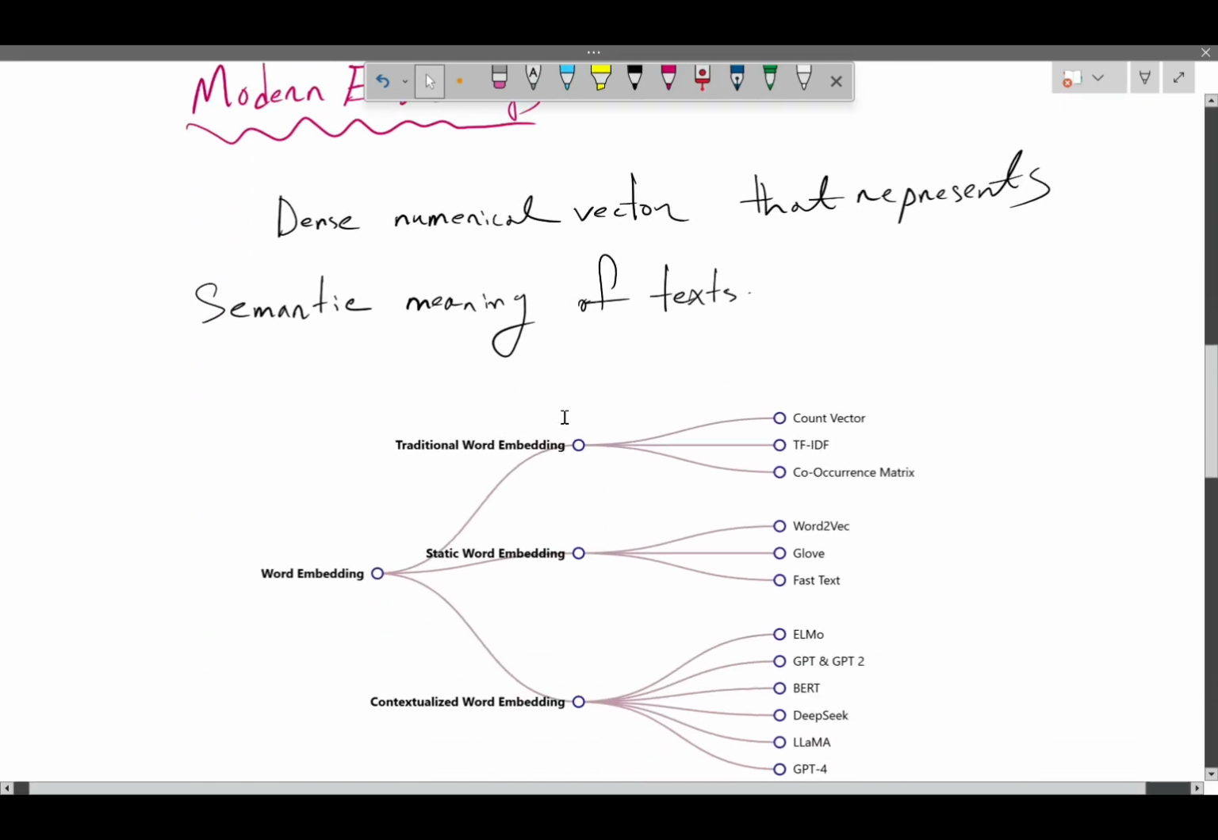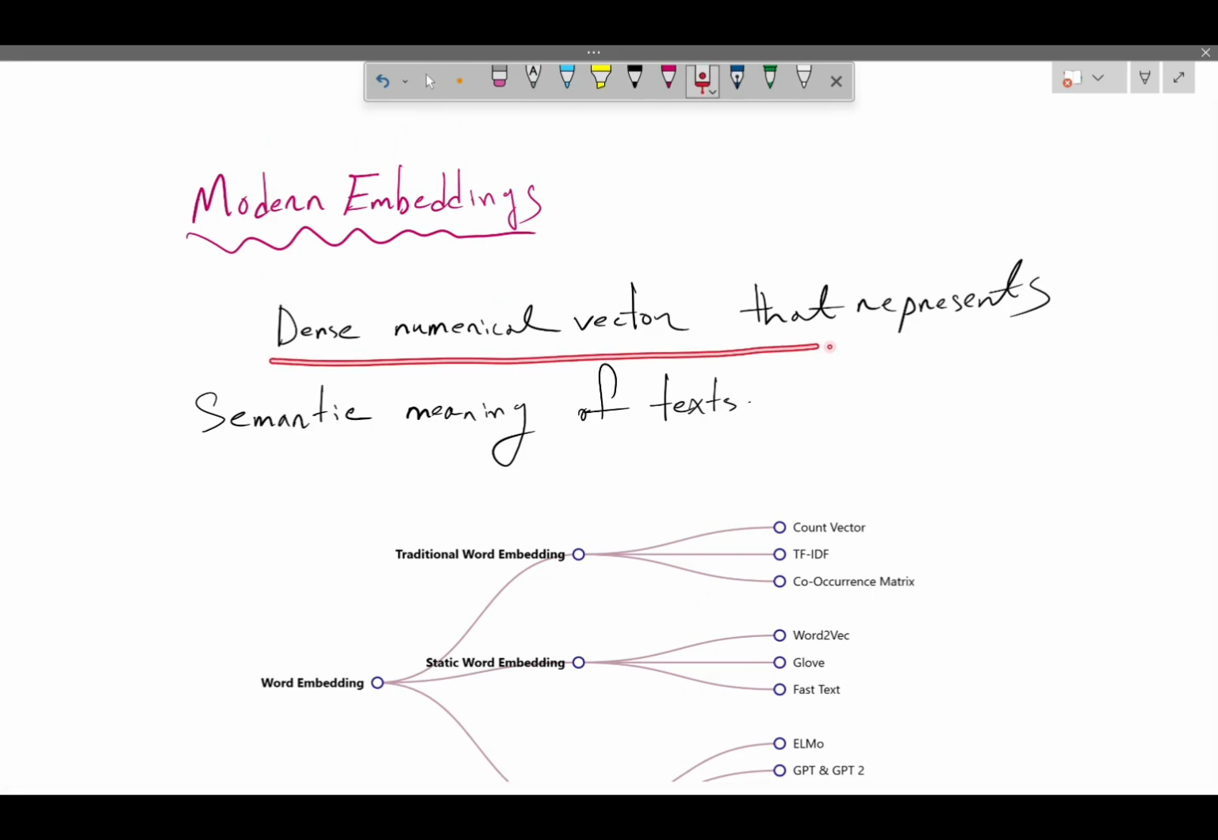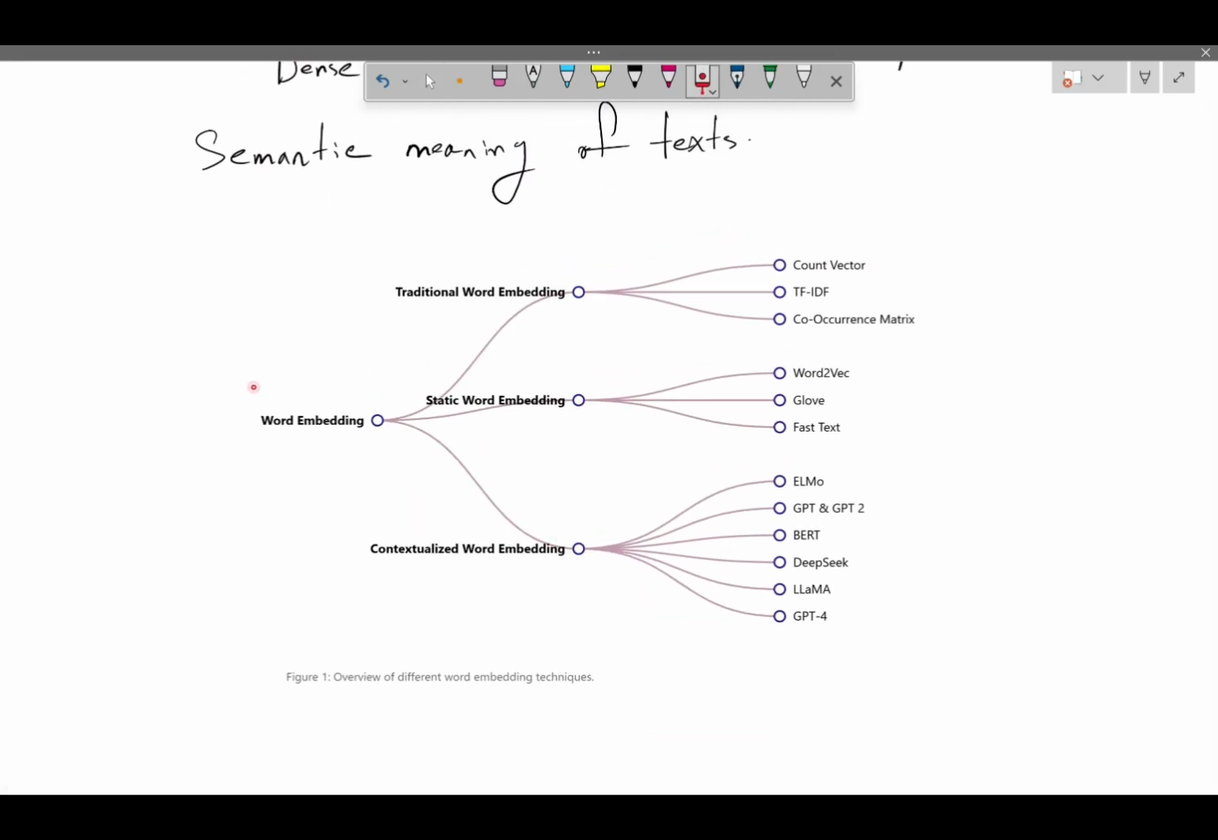Okay. So here come the modern embeddings. In modern embeddings, dense numerical vectors represent the semantic meaning of text. Okay. So again, there are several kinds of embeddings. We'll now see the classifications. The first one is traditional word embedding, then we have static word embedding, then we have contextual word embedding.